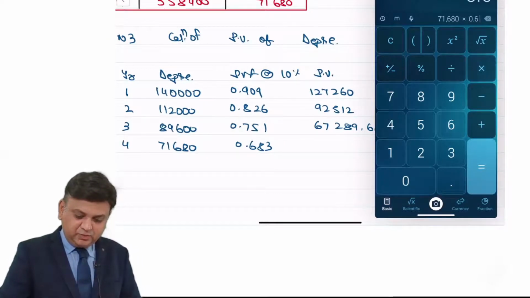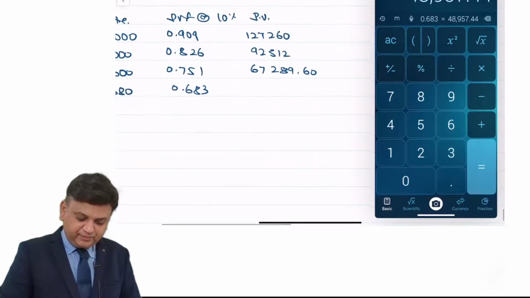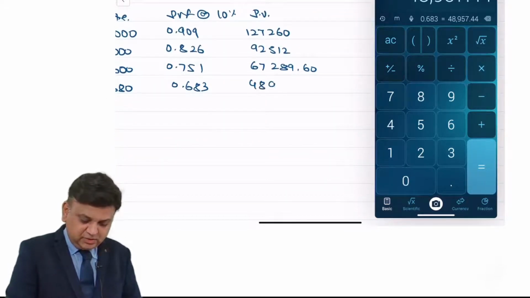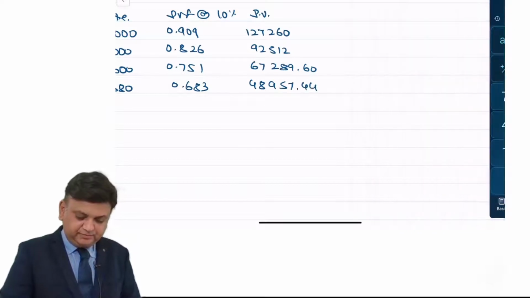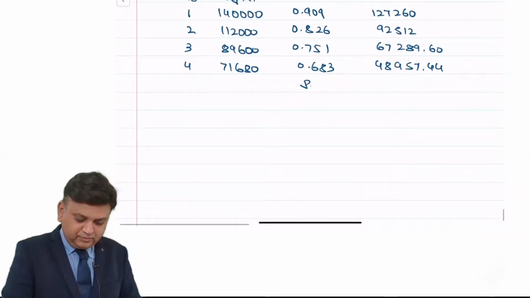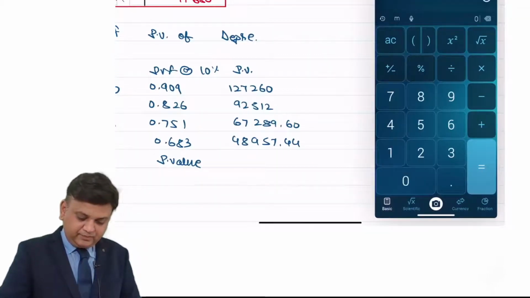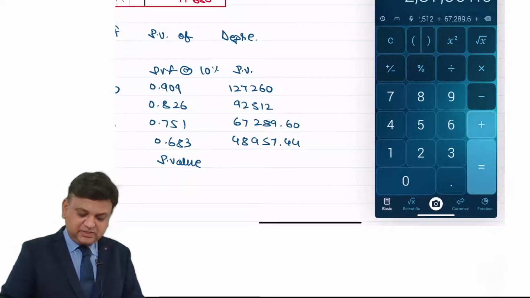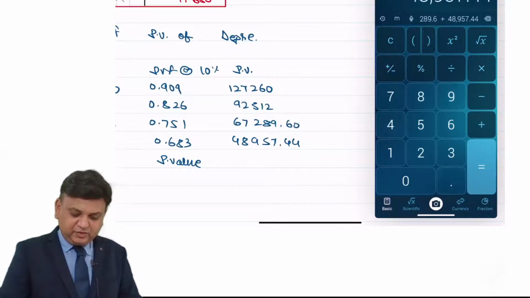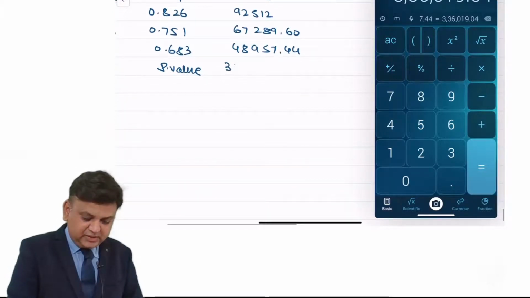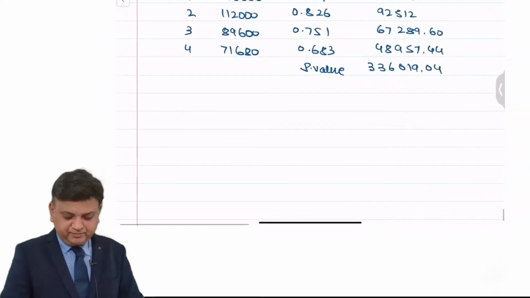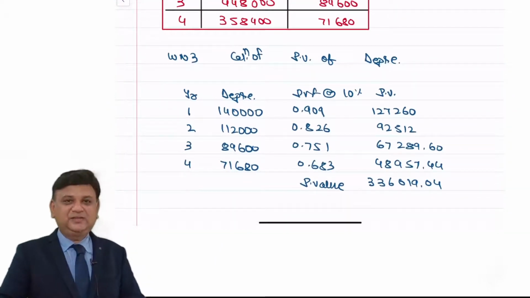71680 into 0.683, so it comes to 48,957.44. So this is the present value. 127,260 plus 92,512 plus 67,289.6 plus 48,957.44. It comes to 3,36,019.04. Please write an answer.